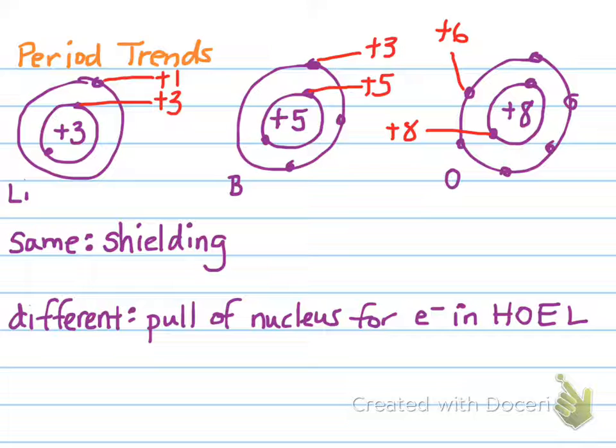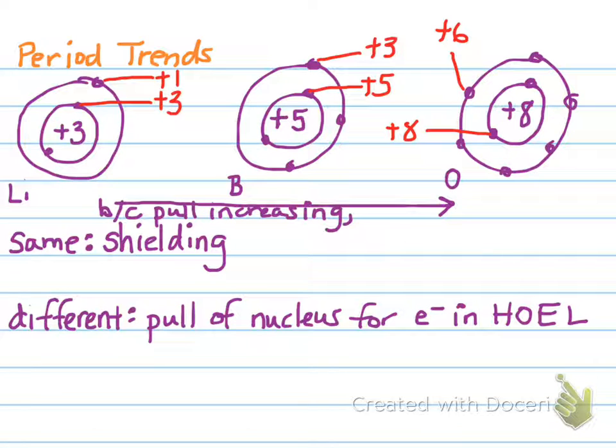In fact, as we look this way, because that pull is increasing, our atom is getting smaller. So another thing that's different is the size of our atom. Our atoms are getting smaller as we go from left to right across our period.